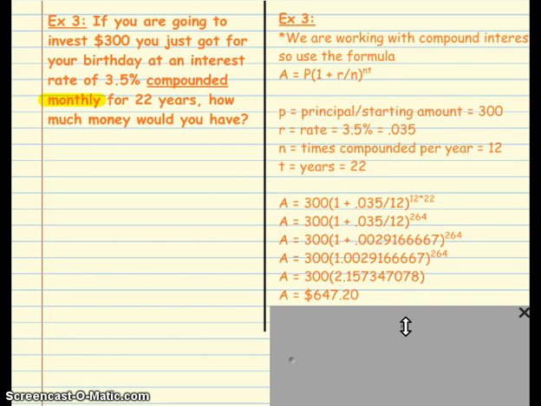Alright, so these are the real-world formulas on exponential growth, exponential decay, and compound interest, which are all used frequently in the real world.